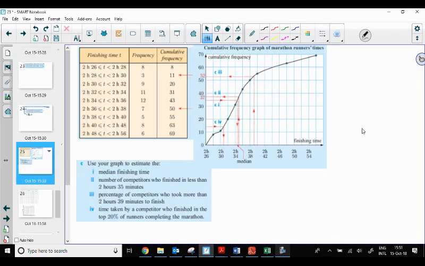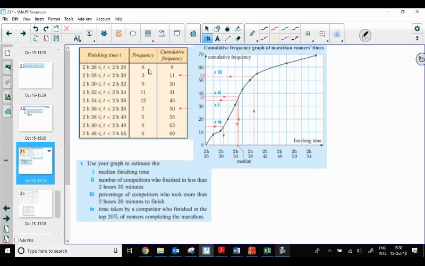And one final thing, there's something called a cumulative frequency graph. Okay, there's a lot going on this page. Let's take it piece by piece. First, in the top left, we have some sort of competition, and the competitors finished within certain times. Maybe this is a marathon or something like that. So 8 people finished between 2 hours and 26 minutes and 2 hours and 28 minutes. 3 people finished between 2:28 and 2.5 hours, and so on.